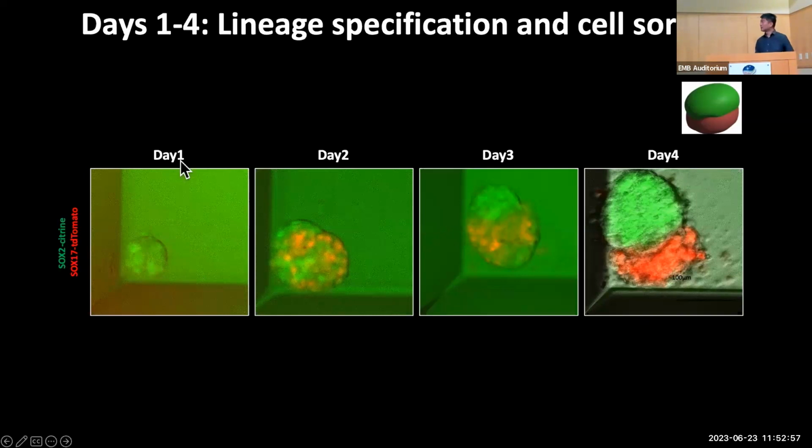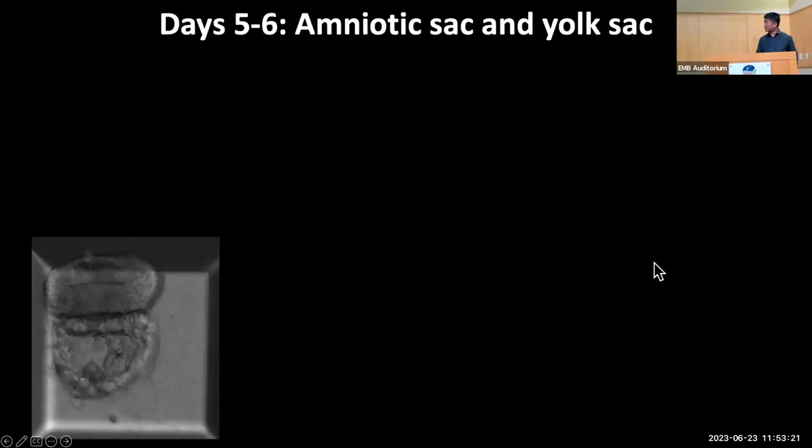They don't segregate. But starting from day 3, when we remove the factors, we start to see the segregation of these two cell types. The epiblast cells and the hypoblast cells start to form different compartments within this larger aggregate. And by day 4, largely all of the cells have segregated, and they form a very nice interface. So this is the epiblast cells against the hypoblast-like cells.